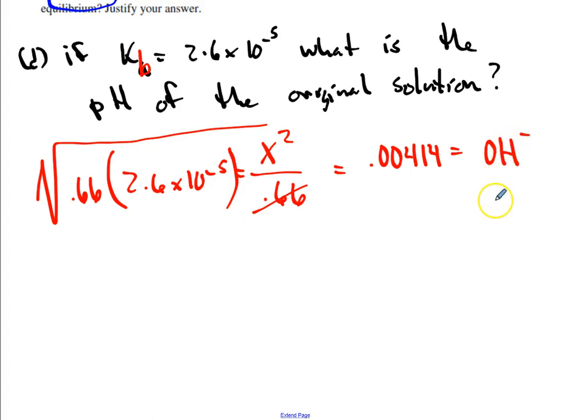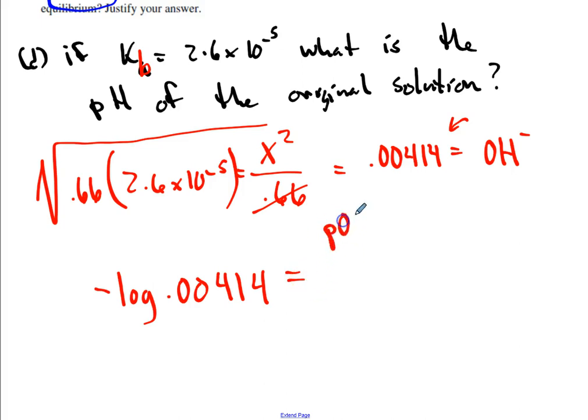So this is what you would do. Usually this equals H plus, right? Treat it just like normal. We're going to take the negative log of 0.00414, and usually that would tell me the pH. But in this problem, that's telling me the base, which is called pOH. So plug this in for me. It's what? 2.38.